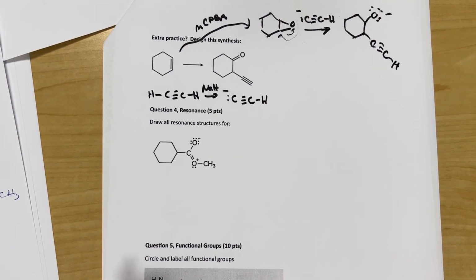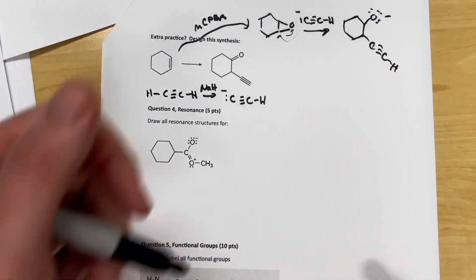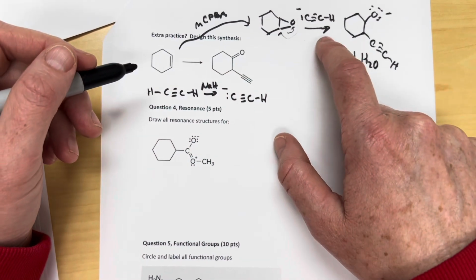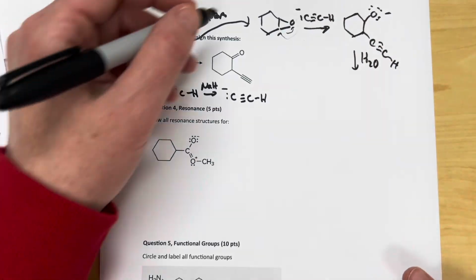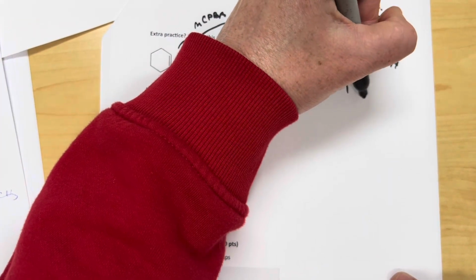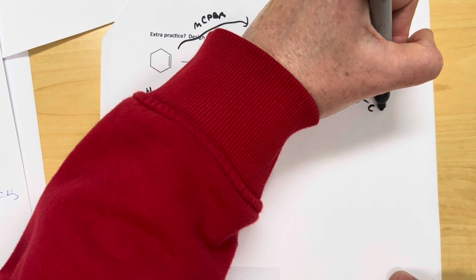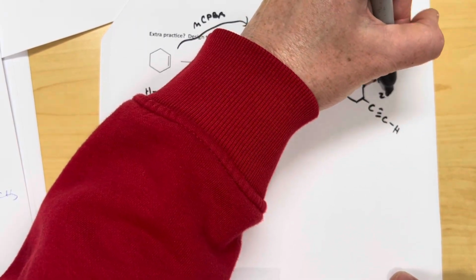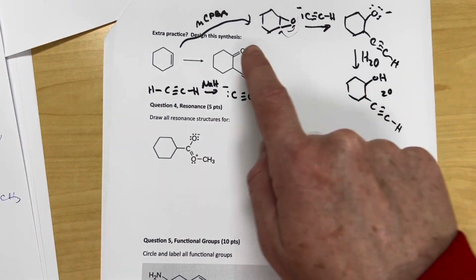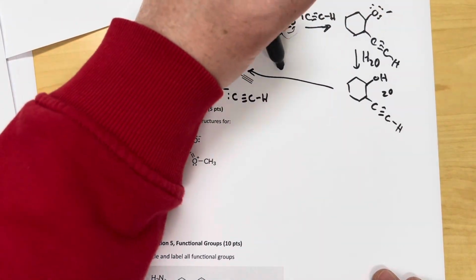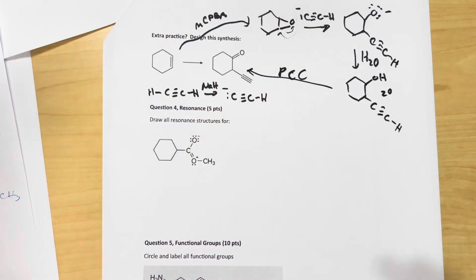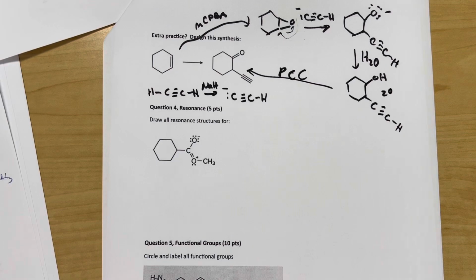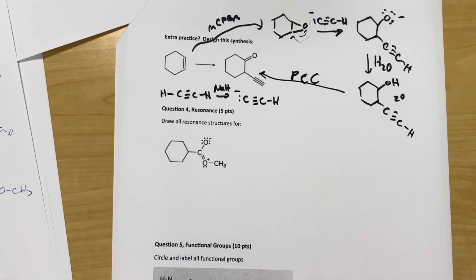That. And now we'd have to follow it up with water. You could have also put the water in this step right here. It's pretty common to just do a two-stepper. And that gives us the alcohol. And now you have a secondary alcohol, which we know we can oxidize into a double bond simply using PCC. We're done.